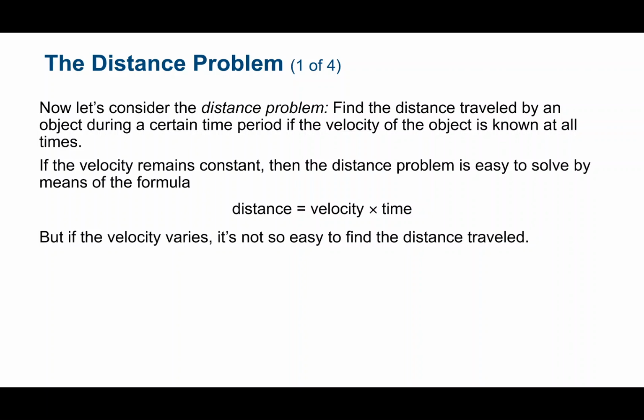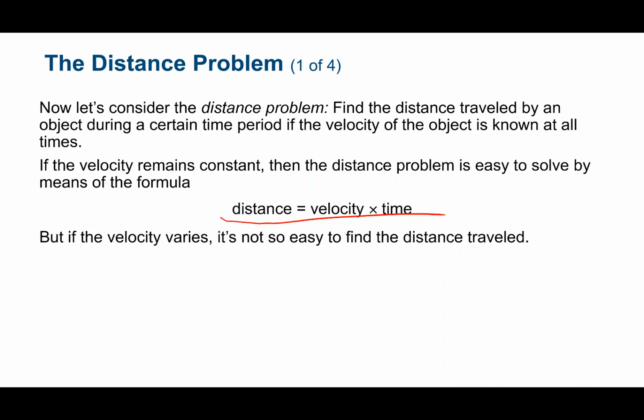So if the velocity of some object, how fast it's going and the direction it's going, stays constant over some time period, it's real easy to get distance then. It's just velocity times how long it was traveling, we get the distance.